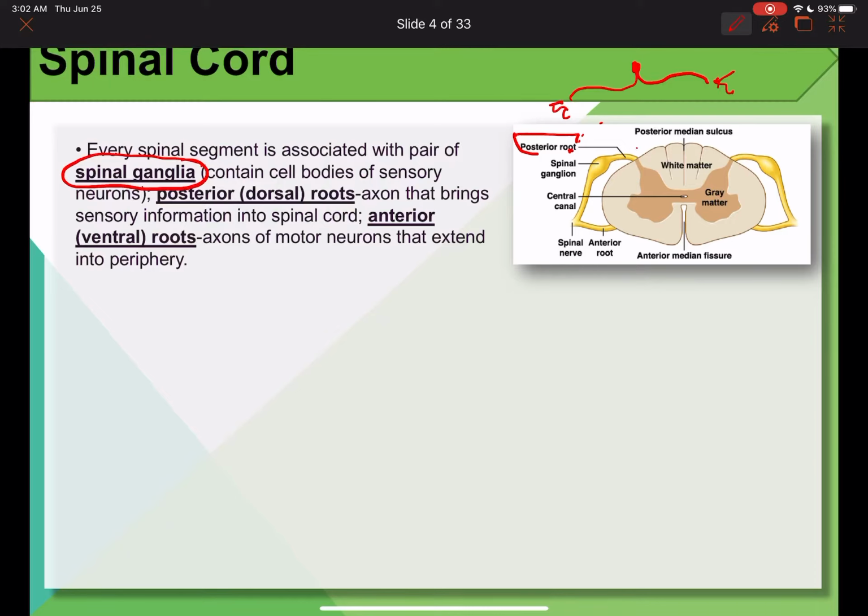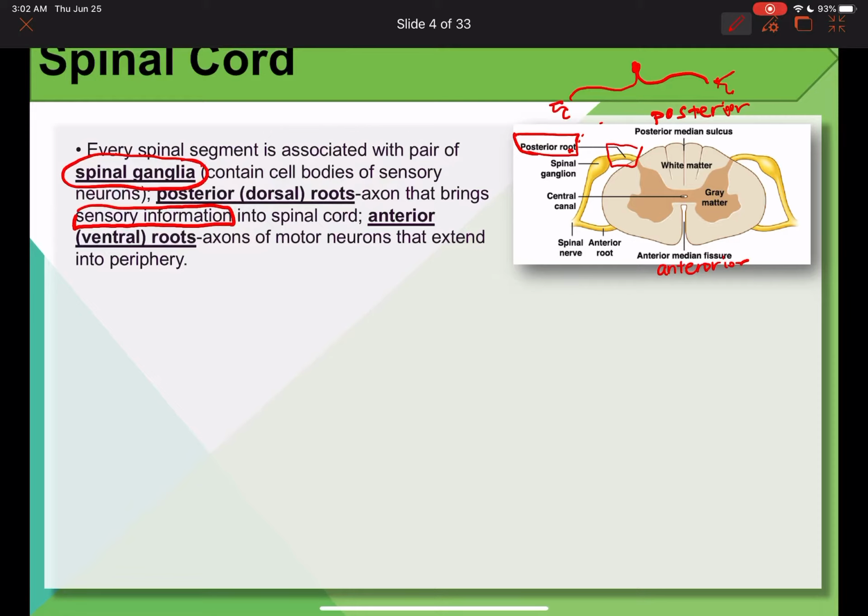So this section is called the posterior root or the dorsal root because it's in the back. This part is the posterior of the spinal cord. This is the anterior part of the spinal cord. So the posterior root is for axons of sensory neurons, or sensory information that is coming into the spinal cord. Okay, so remember that. Don't forget, you have to know what structure goes in what direction, carrying what type of information.